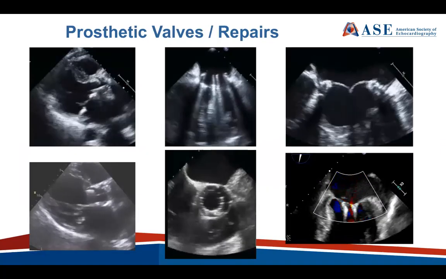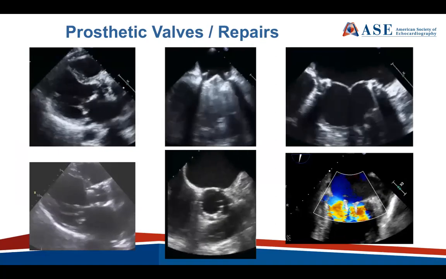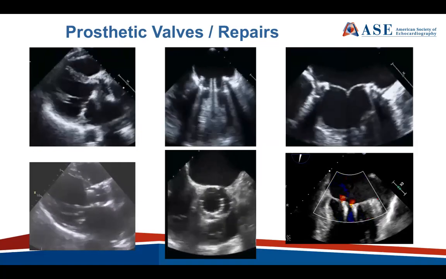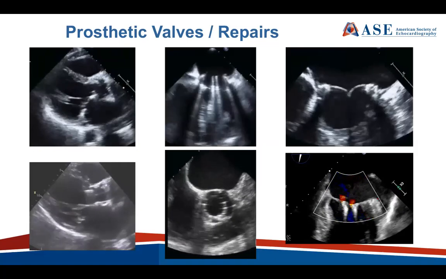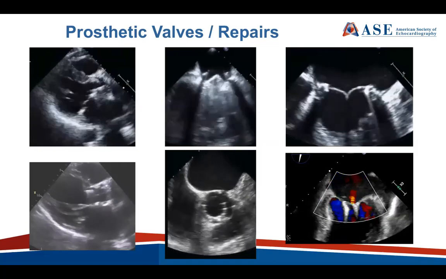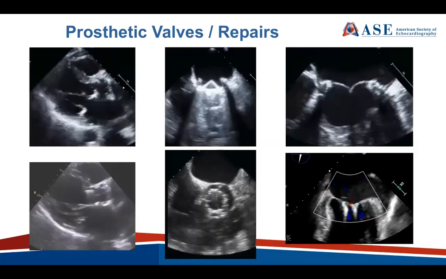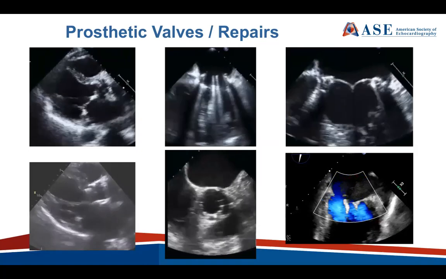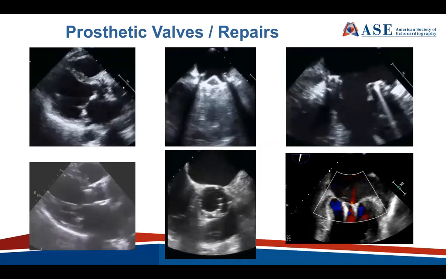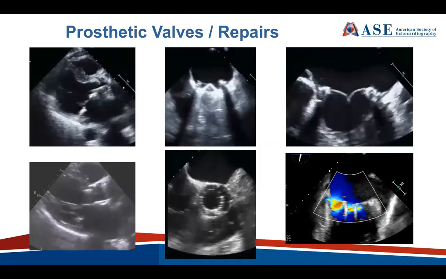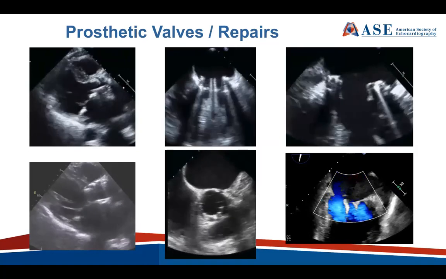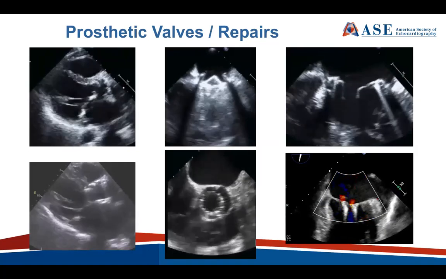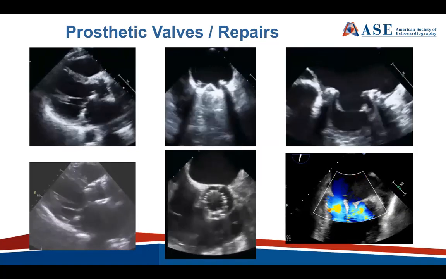Again, prosthetic valves and repairs can look like intracardiac masses, so we have to be careful that we're not mistaking prosthetic valves or valve repairs for intracardiac masses. The top left shows a Medtronic monoleaflet aortic valve prosthesis with normal valve function. So you see the artifact there. Then you see in the top middle a bileaflet mechanical mitral valve. On the far right top, you see a bioprosthetic mitral valve.